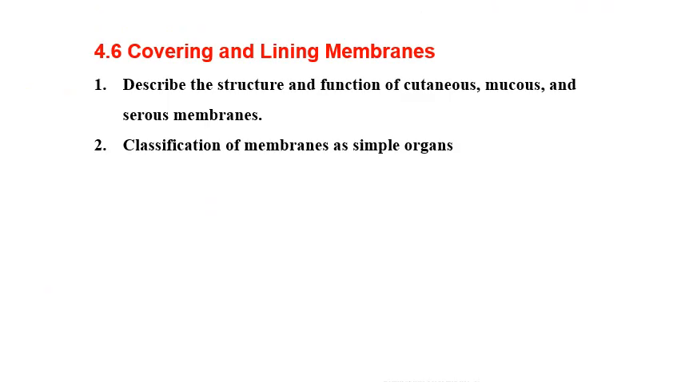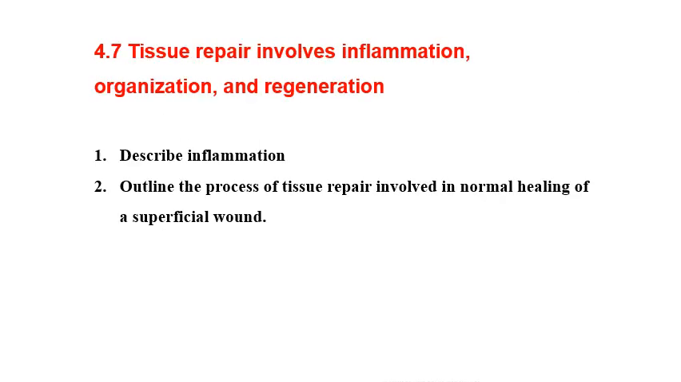All right, so now we get to the part we did not mention before: covering and lining membranes. So, more on these membranes. What do you have to know about the membranes? You have to know the structure and function of those different types of membranes. You're going to have mainly three types of membranes. You have the cutaneous membrane, which is another name for your skin. Then you have mucous membranes, and then these serous membranes. Let's see where they are and how you're going to recognize them.